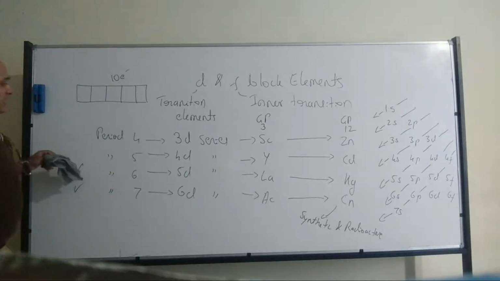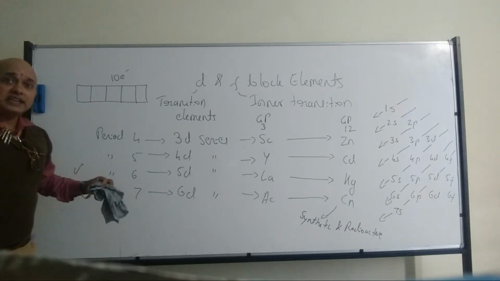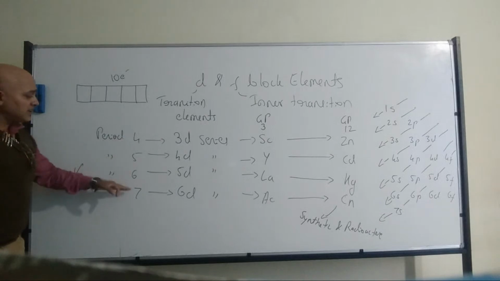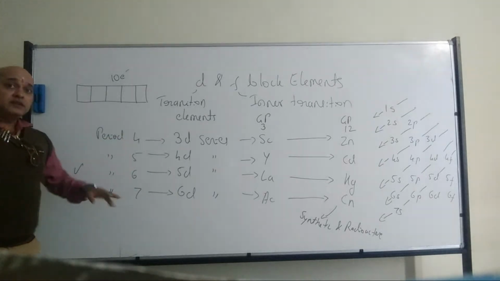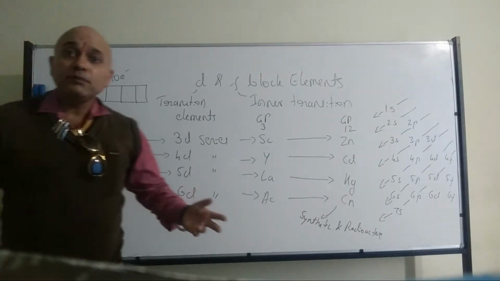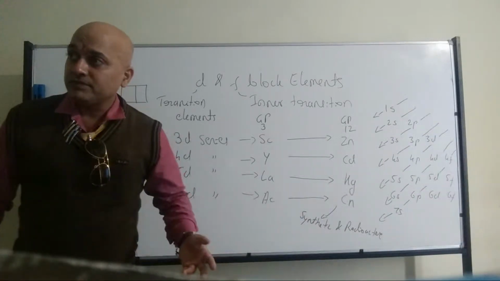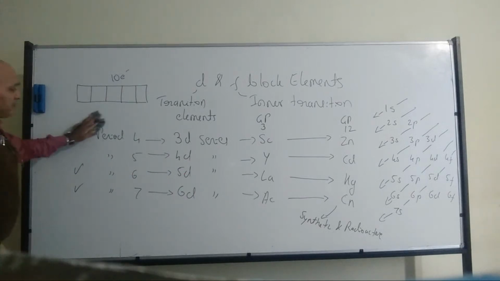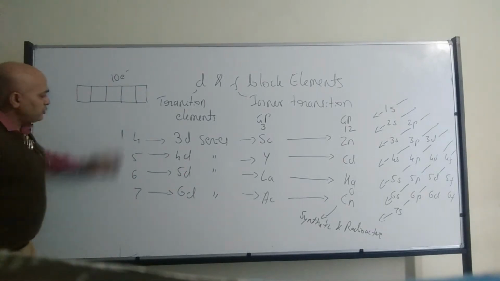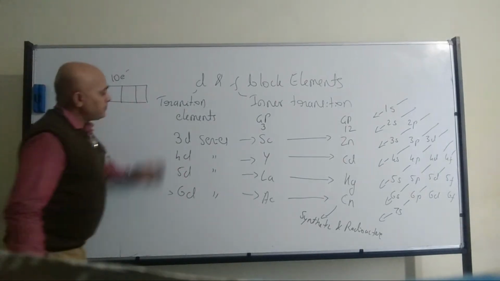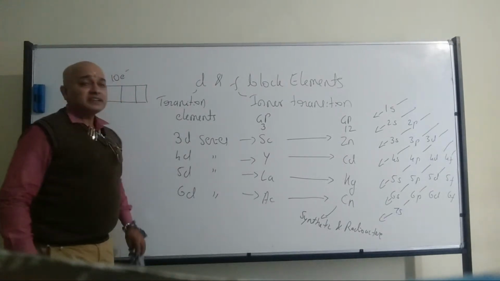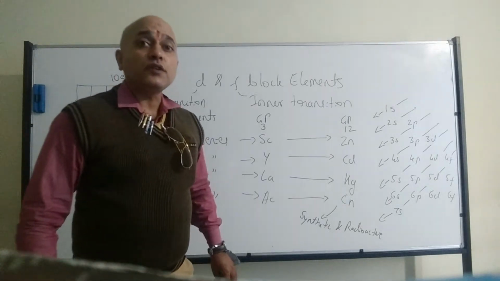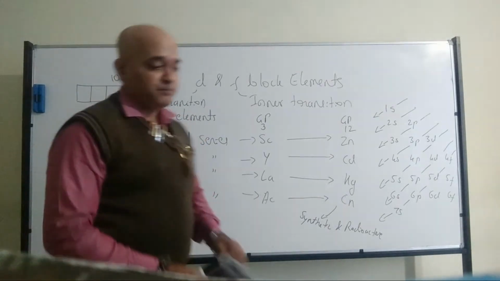So how many elements are there in each period? 10 elements. How many periods are there in the D block? 4. So how many elements should be there in total in the D block? It will be 40, with 10 elements in each period, and a total of 4 periods including D block elements.